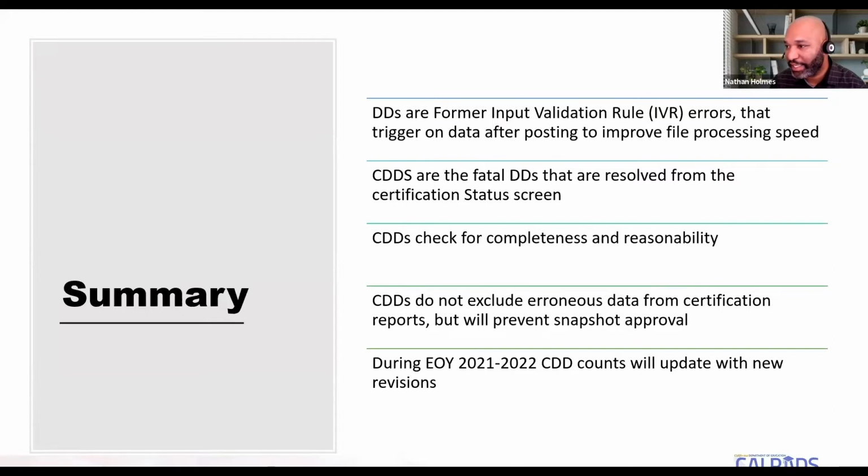So now that you have CDDs and cert errors, the recommendation stays the same. I would recommend that you resolve all your errors in totality, both CDDs and cert errors, then look at your reports for accuracy. During the end of year, this EOY submission, the CDD counts will update with new revisions. And what we're trying to reiterate here is that list of certification errors. Although the CDDs process on their own timeline, your visibility to those changes will come with the new revision.